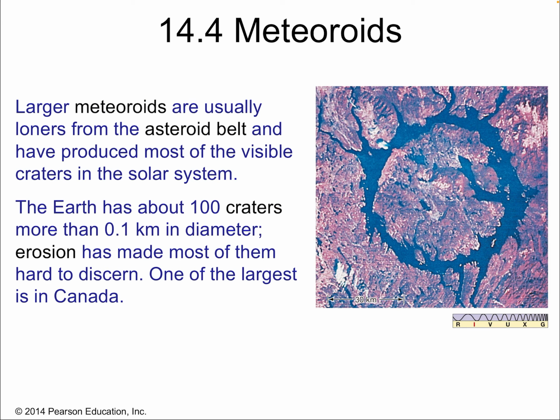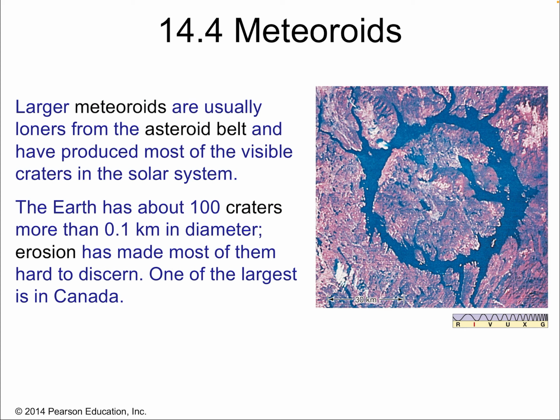All right. So larger meteoroids are usually loners from the asteroid belt. They're much rarer, and they've produced most of the visible craters in the solar system. So all the craters that we see on the Moon and Mercury came from meteoroids that were not part of a comet trail, but are these actual big asteroids from the asteroid belt.